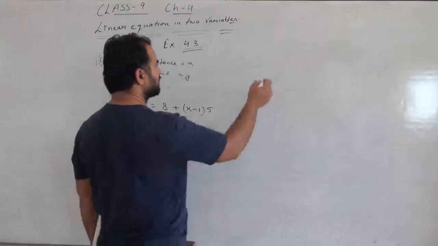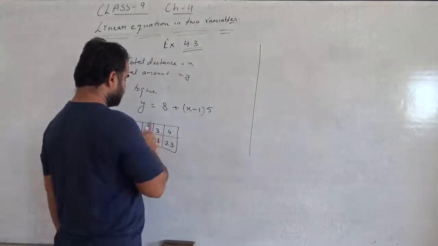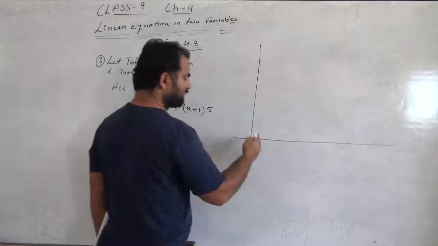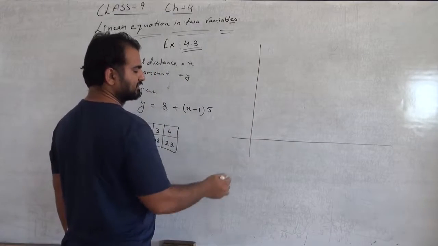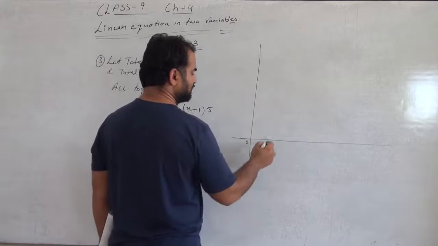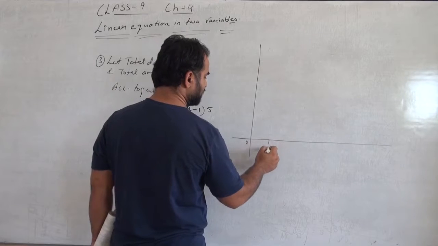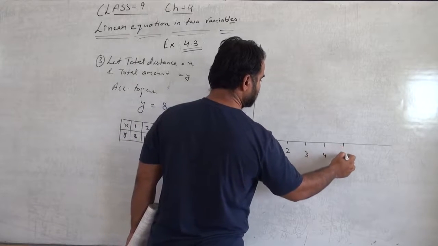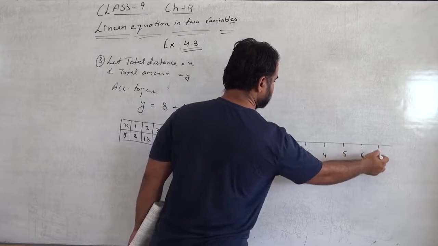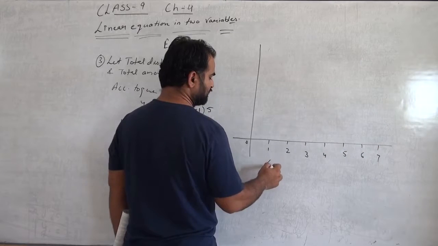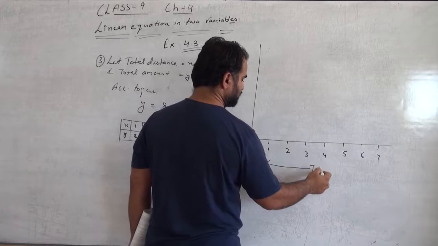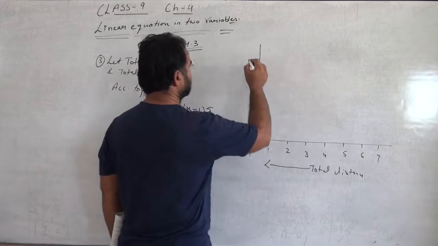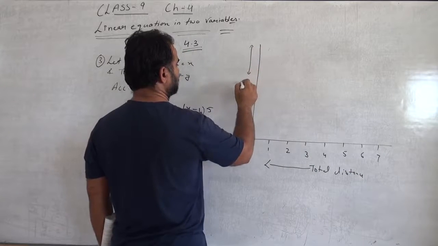Now we have to draw a graph. And we know that all of the x and y coordinates are positive, so we don't have to go negative in the y direction or negative in the x direction. This will be our origin. So 1, 2, 3, 4, 5, 6, 7. This will be total distance, and this will be amount.